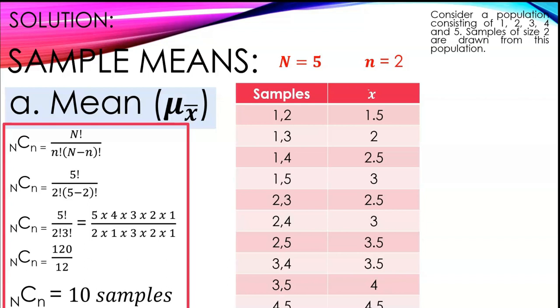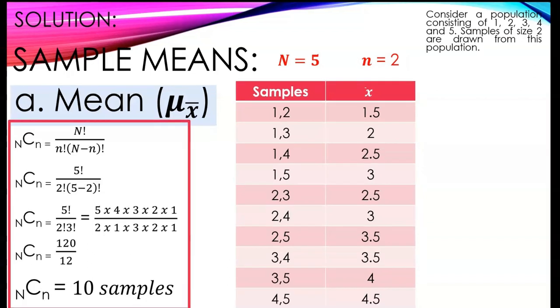5, and 4, 5. Now, to get the sample means, we just need to add our samples and then divide it by 2. Like for the first one, we add 1 plus 2 is equal to 3. And then 3 divided by 2, it is equal to 1.5. Next, 1 plus 3 is equal to 4. 4 divided by 2 is equal to 2. Next, 1 plus 4 is equal to 5. 5 divided by 2, that's 2.5.